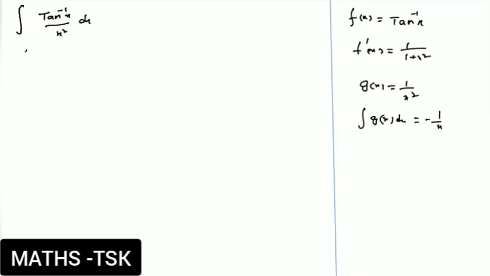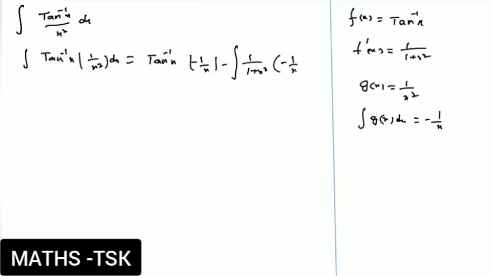So this integration of tan inverse of x into 1 by x square into dx is equal to f of x, which is tan inverse of x, times integration of g of x, which is minus 1 by x, minus integration of f dash of x, which is 1 by 1 plus x square, into minus 1 by x into dx. This becomes minus tan inverse of x by x, and then plus integration of, I split it into partial fractions through the trial and error method.